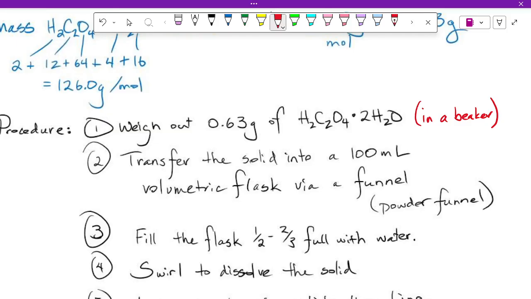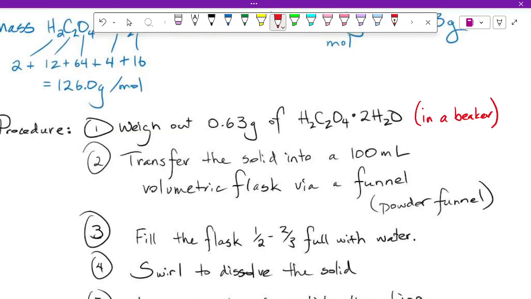You see where my finger is? That's where the line is. Oops. Where's the water? Here's the water, here's the line. What do I need to do now? I added too much water.